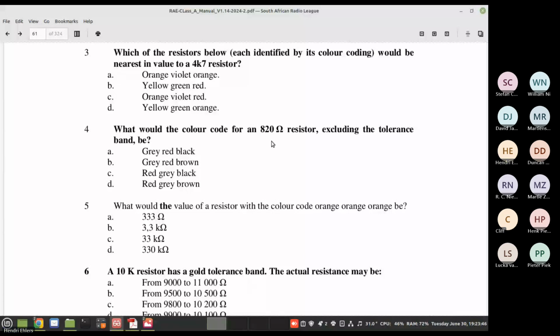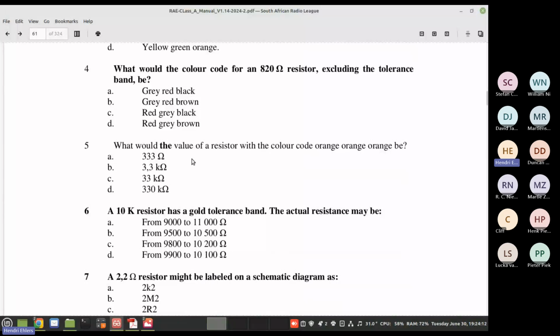So very easy. What would the color code for an 820 ohm resistor, excluding the tolerance band, be? Gray, red, brown. So D. Correct.